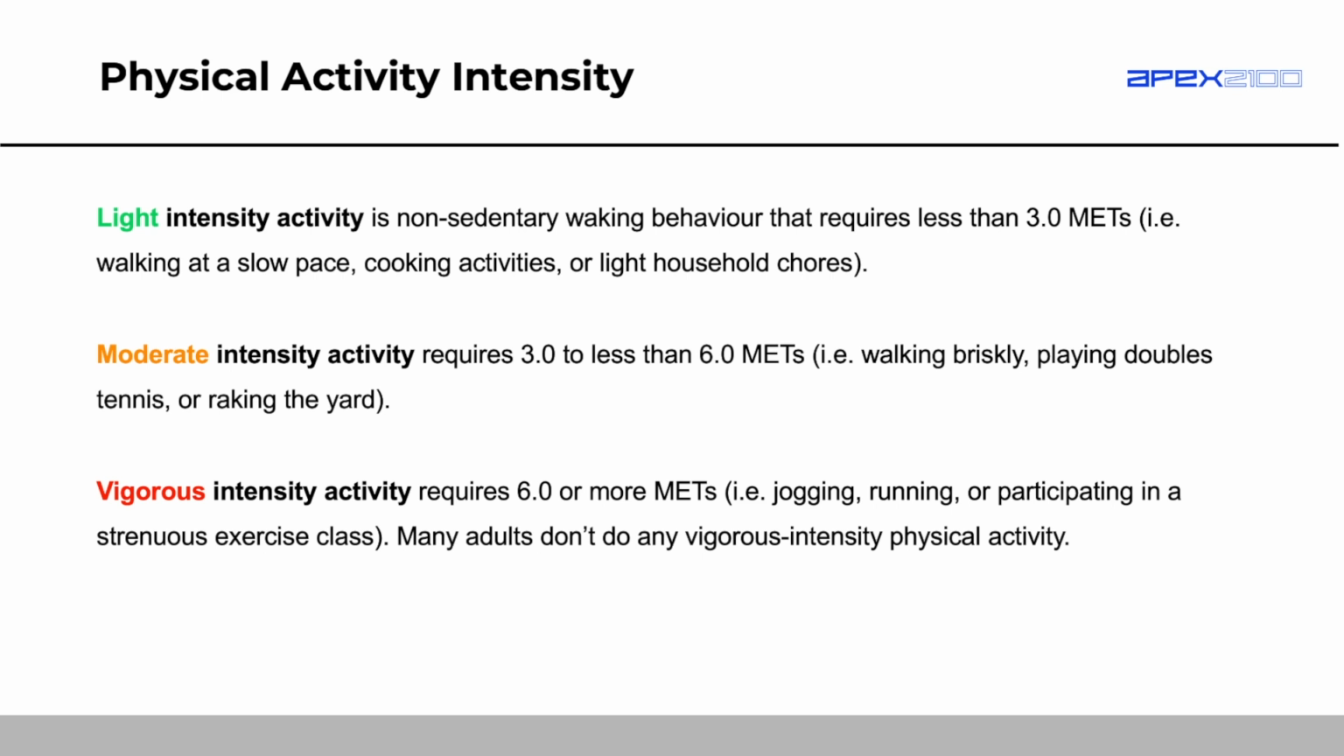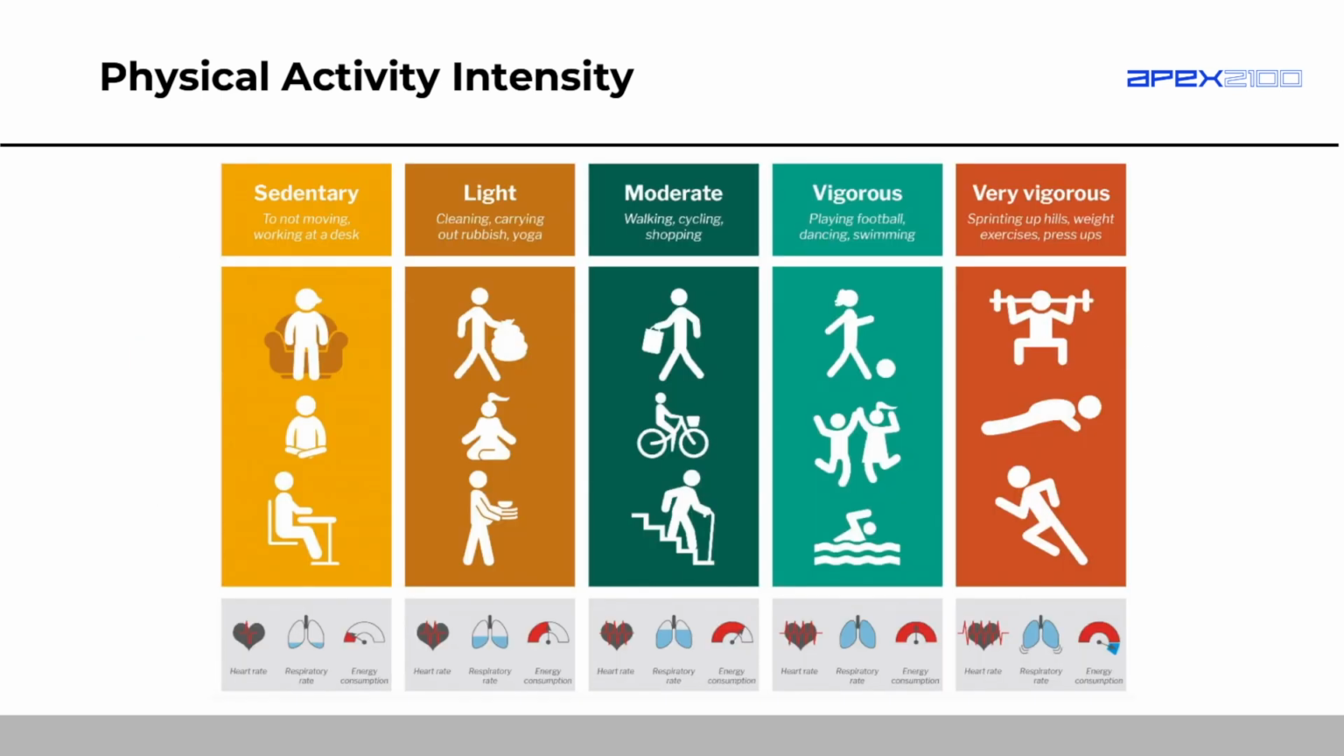This would be playing doubles tennis, but just a friendly game where I'm just hitting the ball, moving around a little bit, but I'm not working too hard. And then raking the yard is another example. For vigorous intensity activity, it's 6 or more METs. So running, jogging, doing a CrossFit class. And it's interesting because many adults don't actually do any vigorous intensity physical activity. They're not getting their heart rate and their breathing up enough to be considered as doing vigorous intensity physical activity. So that's something that you might want to consider moving forwards.